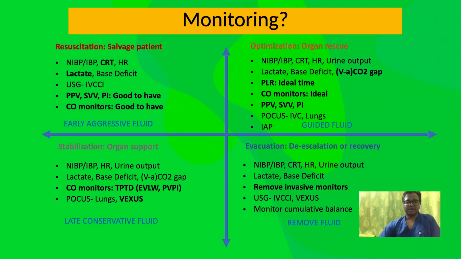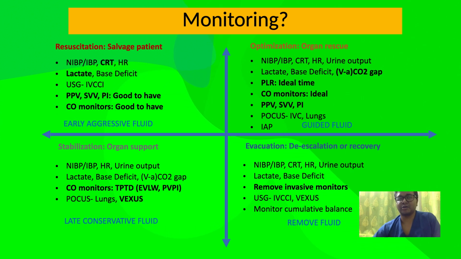When we talk about monitoring, of course, there are innumerable monitors available which can guide our fluid therapy. What is important is to know what is the minimum and what is the optimum monitoring in each stage of fluid therapy. If you have all the gadgets, you are free to use all the gadgets, but it is not needed. Suppose in the resuscitation phase, where the primary goal is to salvage our patients, that is to maintain a minimum cardiac output, we really do not need pulse pressure variation or cardiac output monitors to initiate fluid therapy in these patients. Of course, it is good if you have them and can put them in your patient very fast.